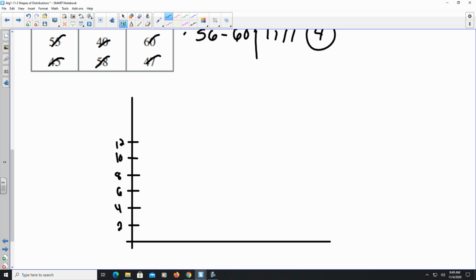So starting here, this is what, 31 through 35. Here is 36 through 40. Here, 41 through 45. Here is 46 through 50. Here is 51 through 55. And then finally here, this is 56 through 60.